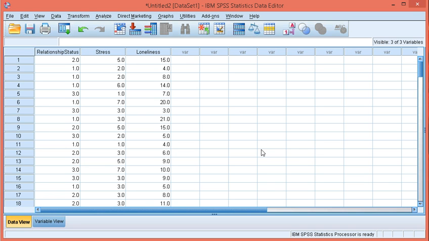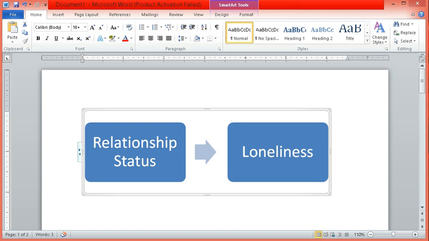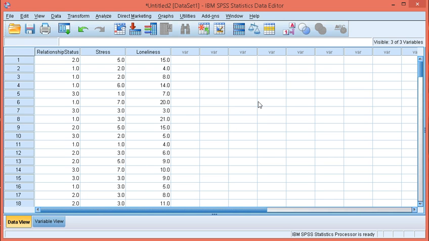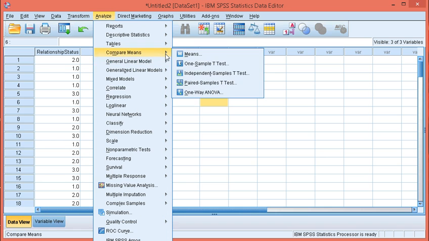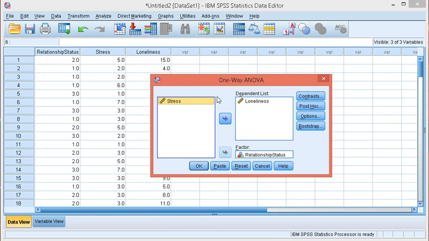To test our null hypothesis, which suggests that relationship status does not predict loneliness, or relationship status does not have an impact on one's level of loneliness, click on analyze, compare means, one-way ANOVA.